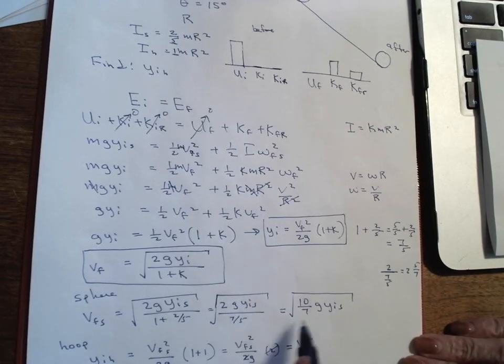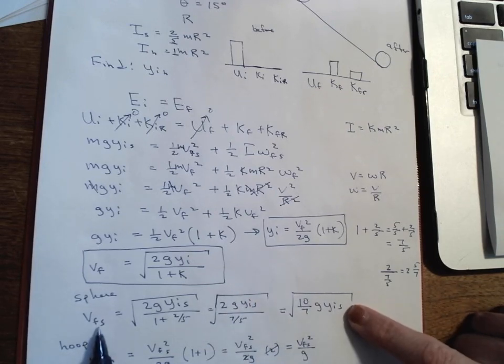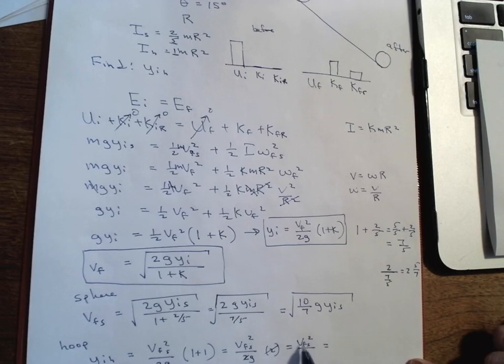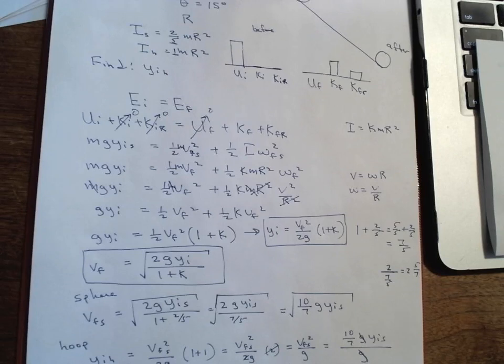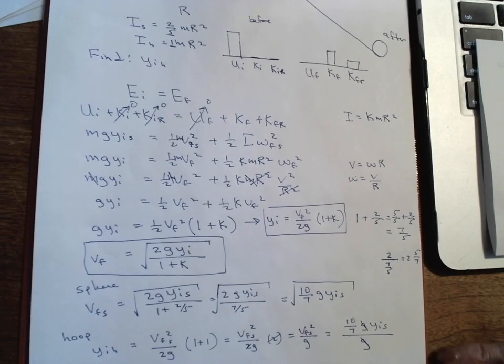If I plug in this v final squared for the sphere, since this is squared, I just get what's inside, 10 over 7 g y initial for the sphere over g. So my g's cancel. Y initial for the hoop is equal to 10/7 y initial of the sphere. So now I can just plug in, and that's equal to 10 over 7 times 0.3 meters, or y initial for the hoop is equal to 0.43 meters.